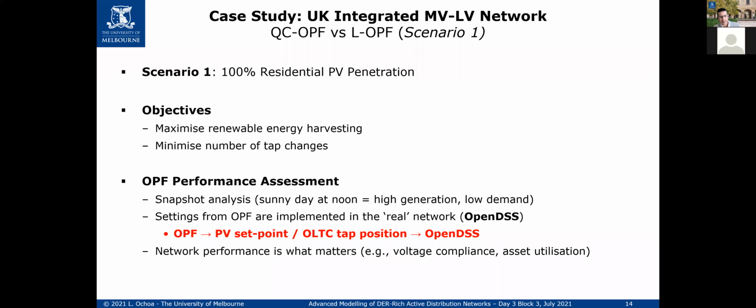We're going to do first a snapshot analysis, at the moment of noon, so maximum generation and low demand. And then we're going to implement these settings from the OPF into the real network, which is in OpenDSS. The idea is just to extract the settings as you would do in reality from the OPF and put them in your real network. So our real network is OpenDSS, as I was explaining earlier. From the OPF, we get the set points for the PV settings and the LTC, and then we see what happens in OpenDSS, and then we assess the performance. Because at the end of the day, the network performance is what matters, as I was explaining before.